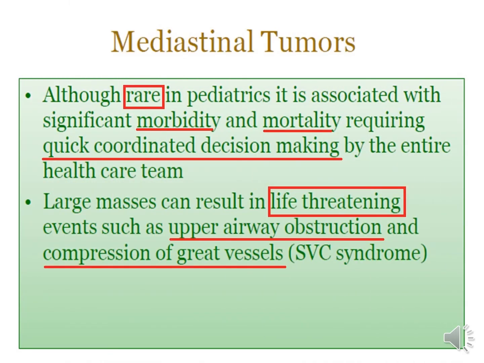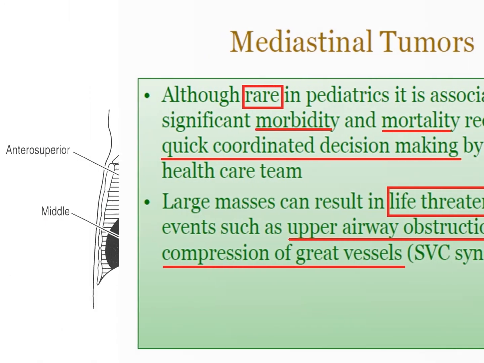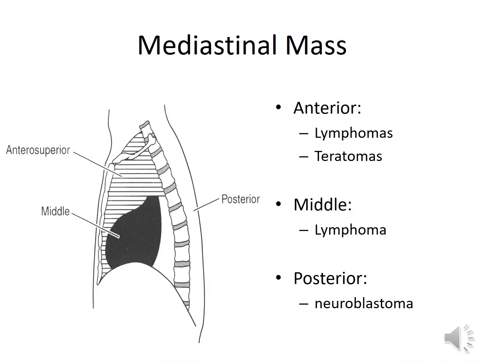Although mediastinal tumors are rare in pediatrics, whenever they are present, they are associated with significant morbidity and mortality. Therefore, rapid decision making is very important because it's life-threatening if they are large in volume, leading to upper airway obstruction and compressing large vessels, especially the superior vena cava, leading to what we call superior vena cava syndrome. It could be anterior, which can have lymphoma or teratoma, or middle mediastinum having lymphoma, or posterior mediastinum having neuroblastoma.